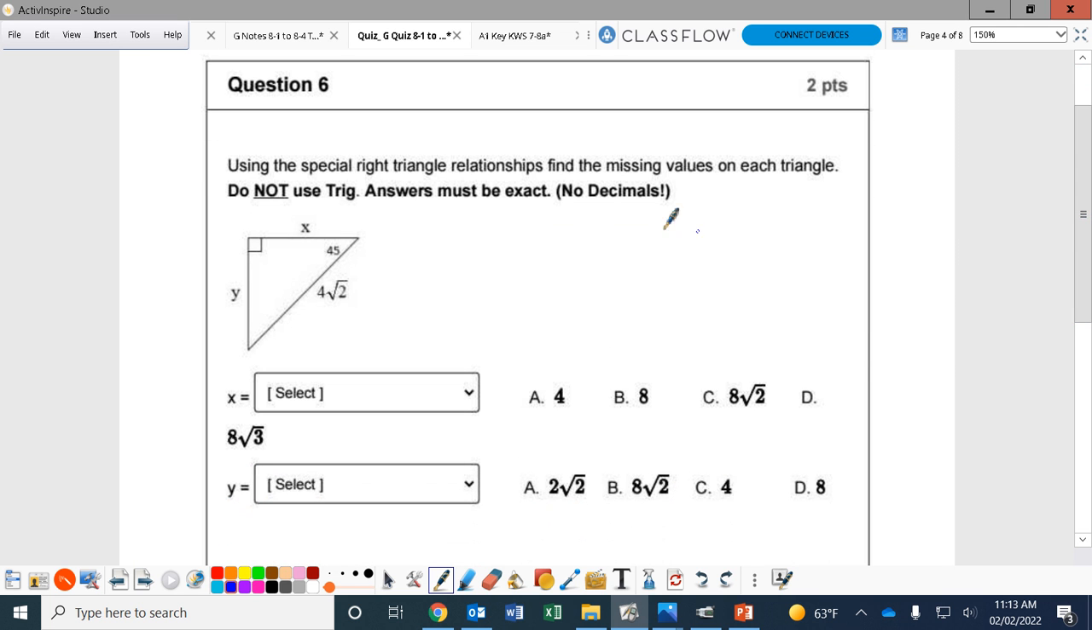Okay guys, here we go. This is a 45, 45, 90 triangle. We're going from the hypotenuse to the leg. To do that, we are going to divide by the square root of 2. Guys, what happens when you take 4 square roots of 2 and you divide by the square root of 2? They cancel out, and your answer is 4. And if one of the legs is 4, then the other leg is also going to be 4.